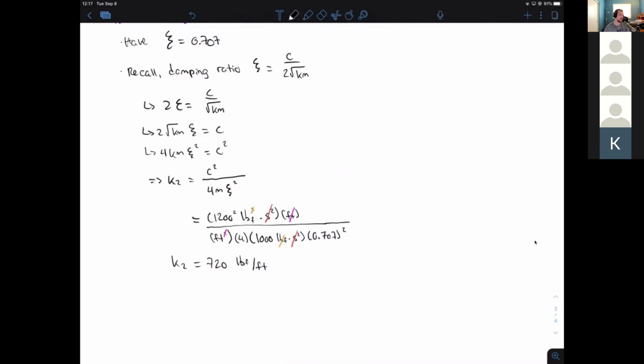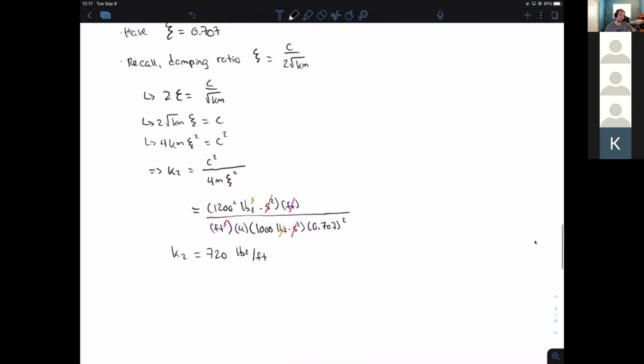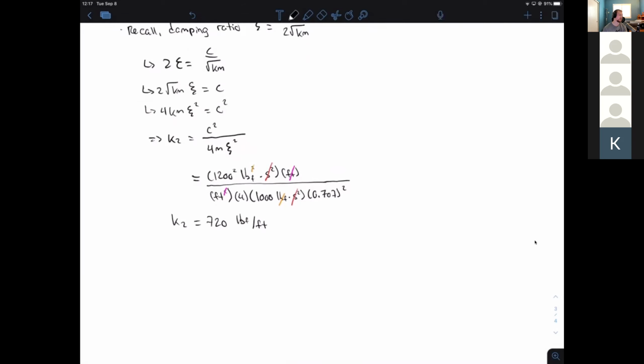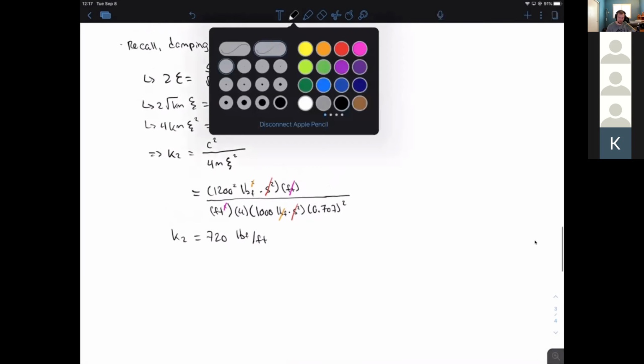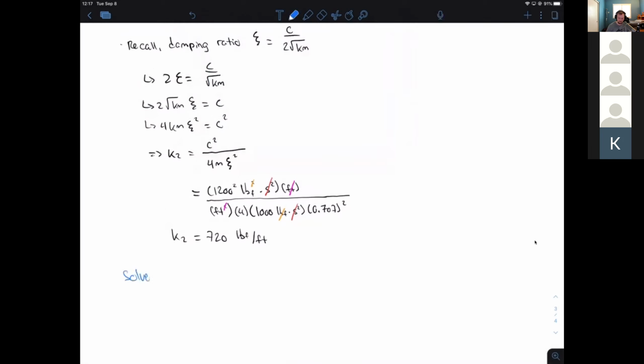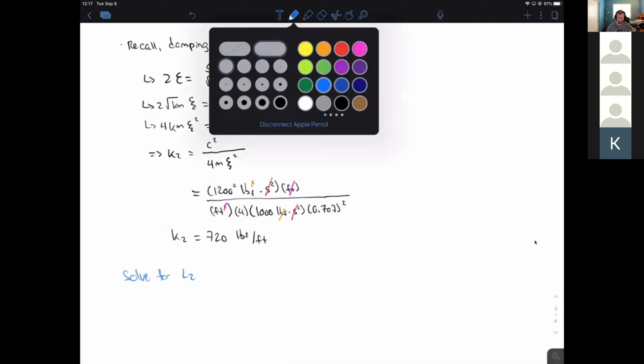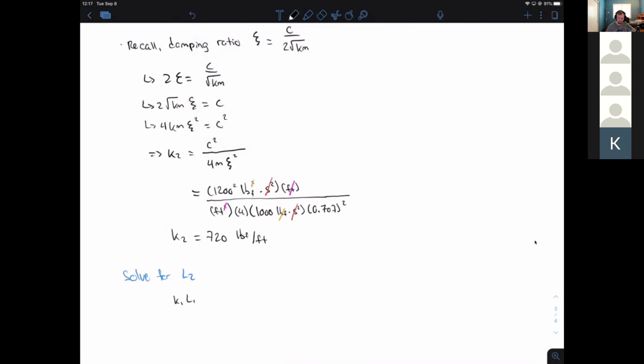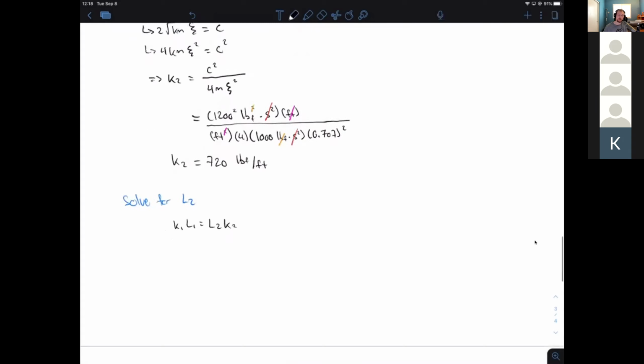Okay, so we want to solve for that new cable length here. For this, we're going to use an expression that relates our first cable to the second cable. We're going to have this linear relationship because all we're doing is increasing the length of our cable, which is also going to change the stiffness of the cable. So we have k1 times L1 equals L2 times k2, and then we're just going to solve for L2.